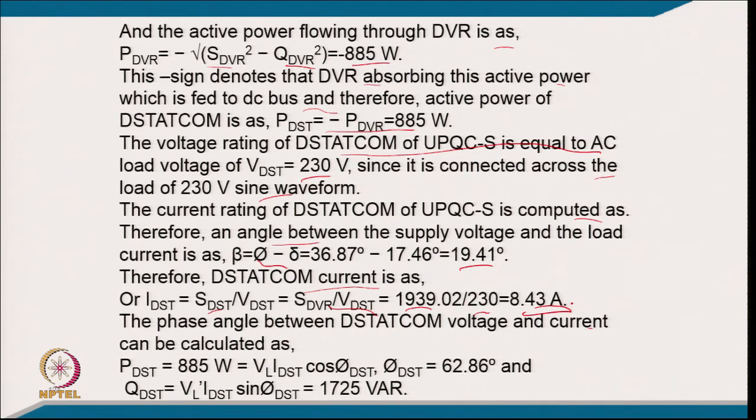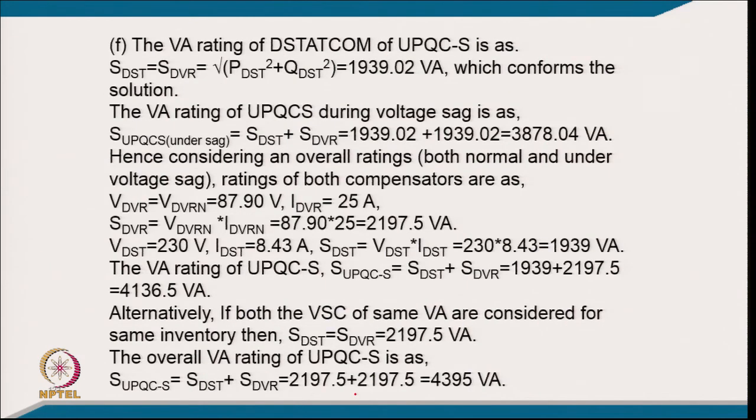So, the phase angle between the DSTATCOM voltage and current will now be found from P. From P we can find the angle of the DSTATCOM, 62.86, and Q_DSTATCOM can be calculated, that is already 1725. They are sharing equal reactive power. So, the VA rating of the DSTATCOM will be the square root of P squared plus Q squared, that comes to 1939.2 VA, which confirms the solution. The VA rating during the voltage sag is S_DSTATCOM plus S_DVR, both equal, and that comes to 3878.07.